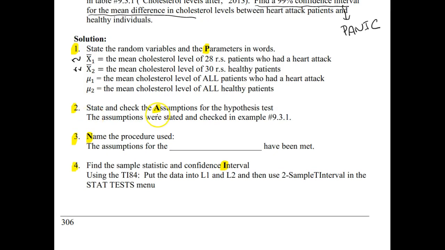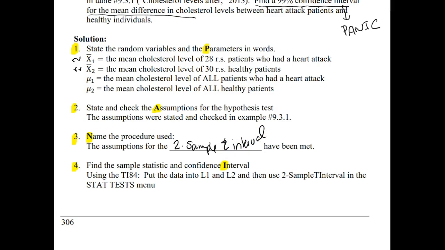The second step is to check the assumptions, but they're the same assumptions that we already checked in the last example. And so in this case, since we want a confidence interval, we are going to run the 2-sample t interval.